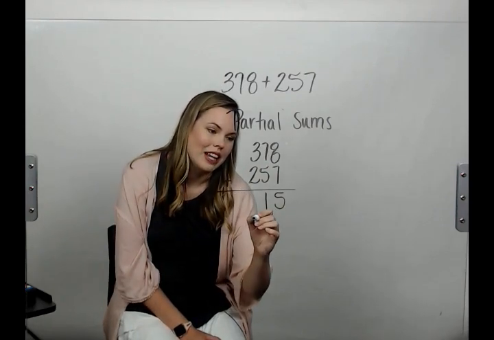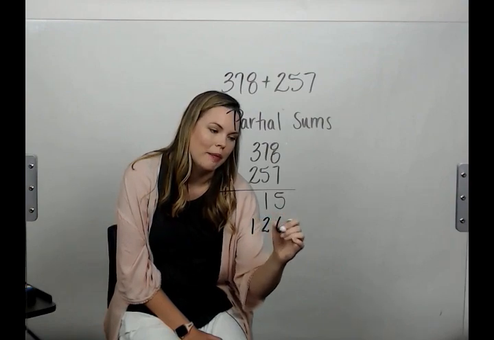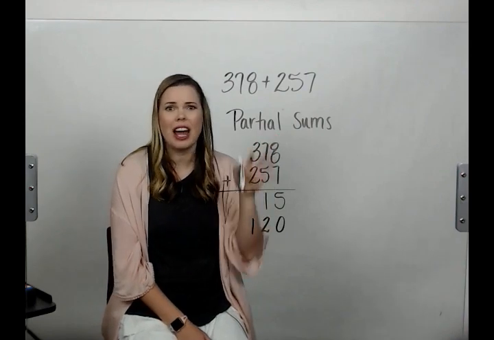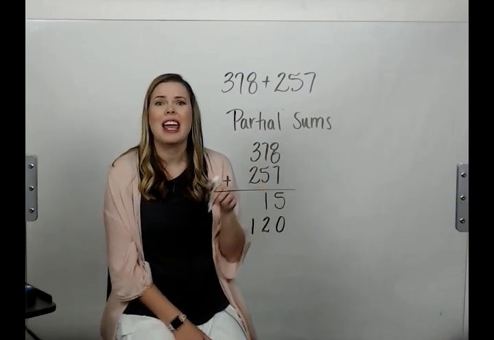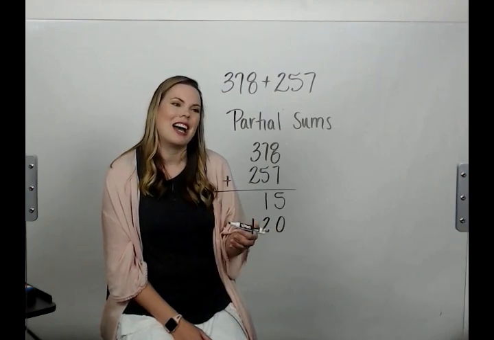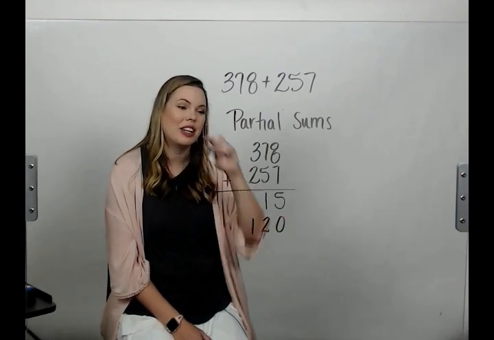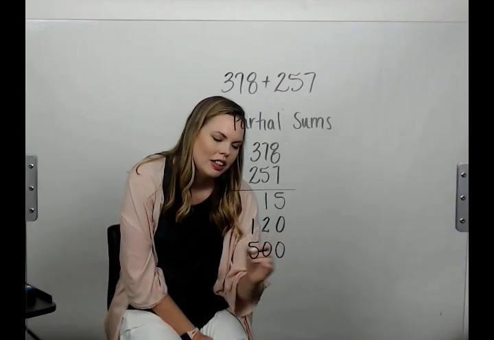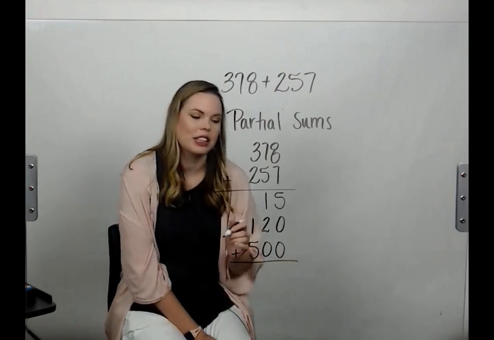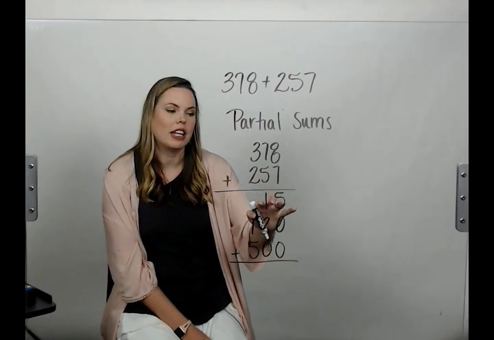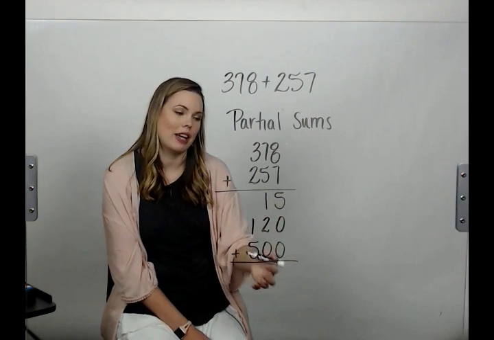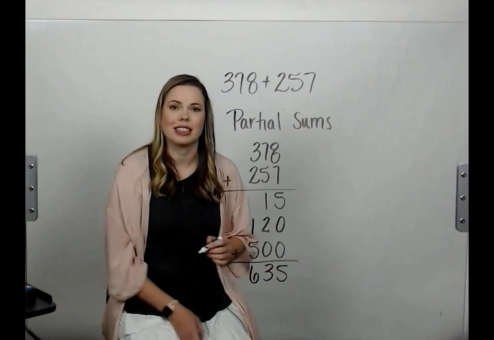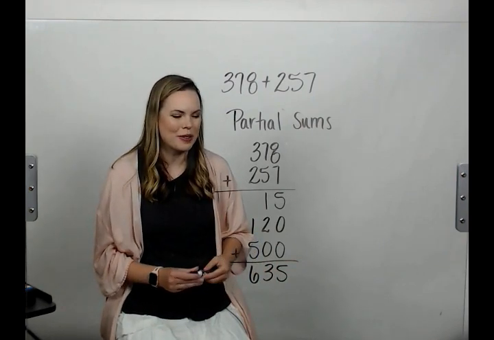So I'm going to put that right here, lining it up in the correct place values. And when I'm adding this 3 and 2, I'm not adding 3 and 2, I'm adding 300 and 200 because they're in the hundreds place value. So 300 plus 200 is 500. All right, and then we add these partial sums at the end. We've taken little pieces of them and then we add them at the end. So adding up, we get 635. Okay, so that's the partial sums method.